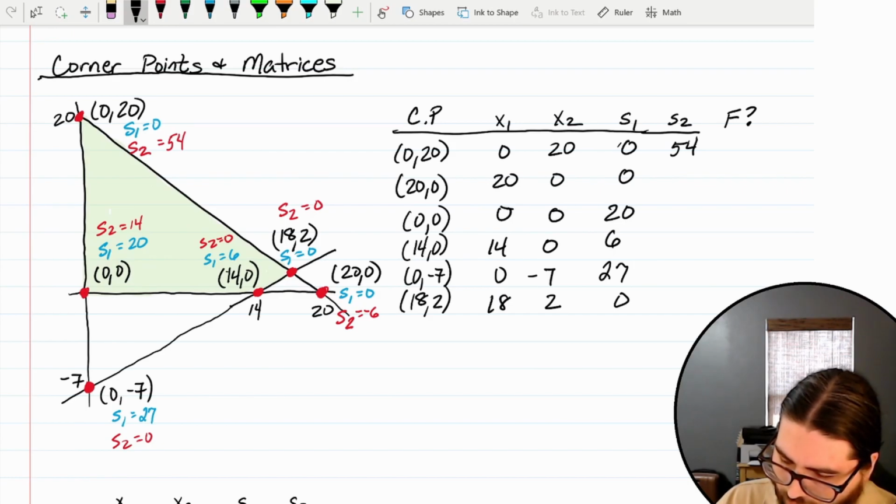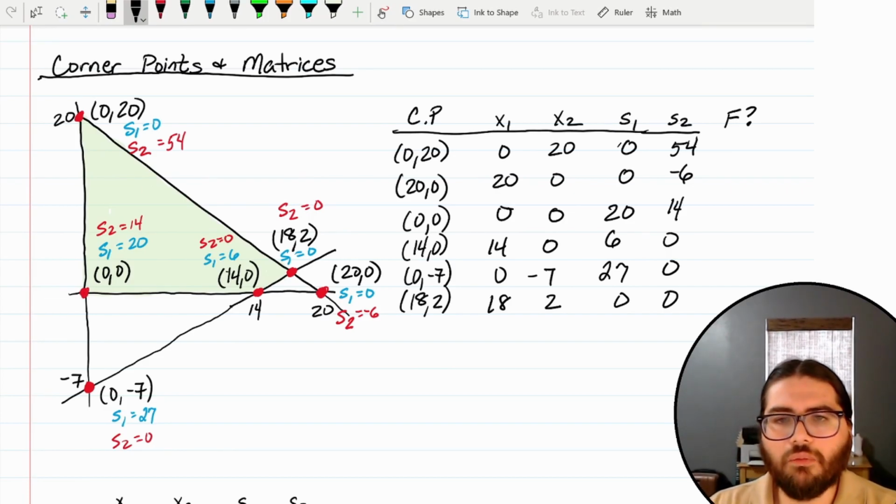20, 0 has a slack variable of -6. 0, 0 has a slack variable of 14, 2. 14, 0 has a slack 2 of 0. And 18, 2 has a slack 2 of 0.